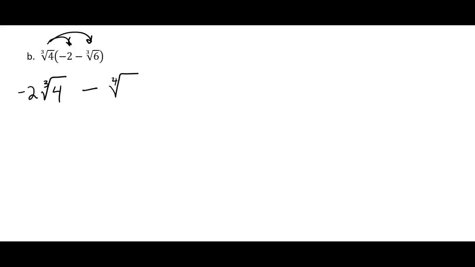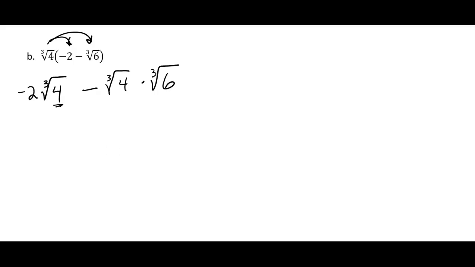Okay, so here we have another distributing situation. So we're going to take and distribute in. So I have a negative 2 times the cubed root of 4. So I put the radical at the back. And then I have minus, I have the cubed root of 4. Whoops, I wrote that wrong. It's the cubed root of 4 times the cubed root of 6. Okay, so hopefully the distributing is working for you and the visual makes some sense.